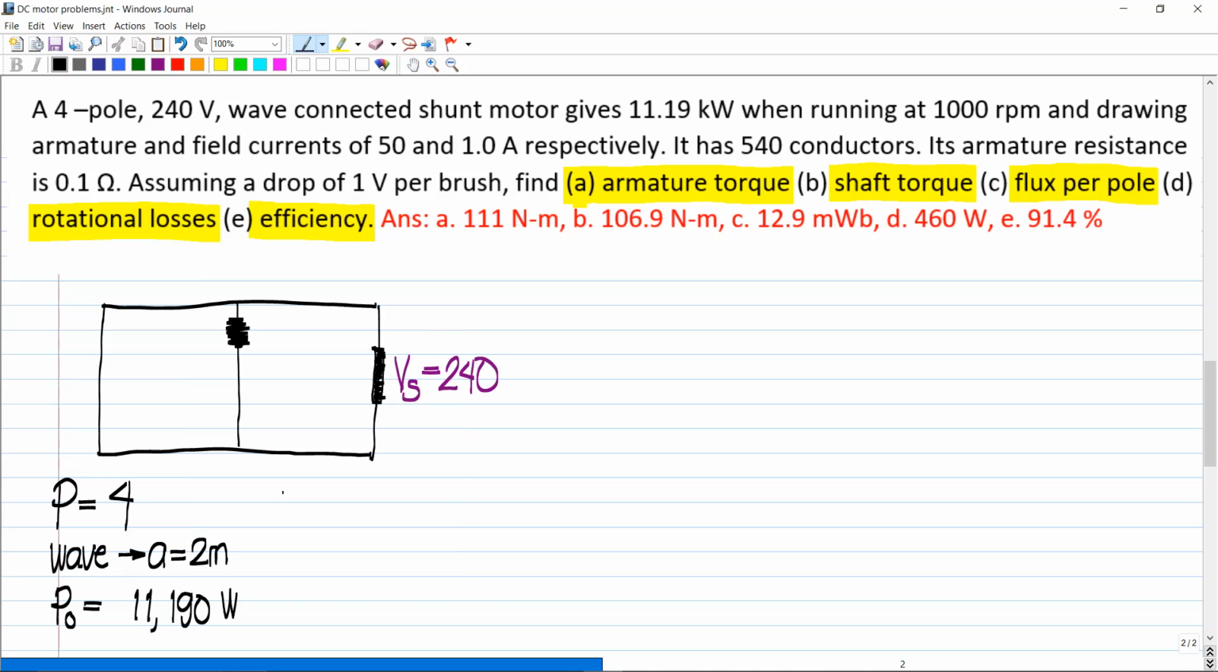Nagbigay din daw ng output power yung motor natin ng 11.19 kilowatts or 11,190 watts. This motor is running at 1,000 RPM. And then drawing an armature and field currents of 50 and 1 ampere respectively.